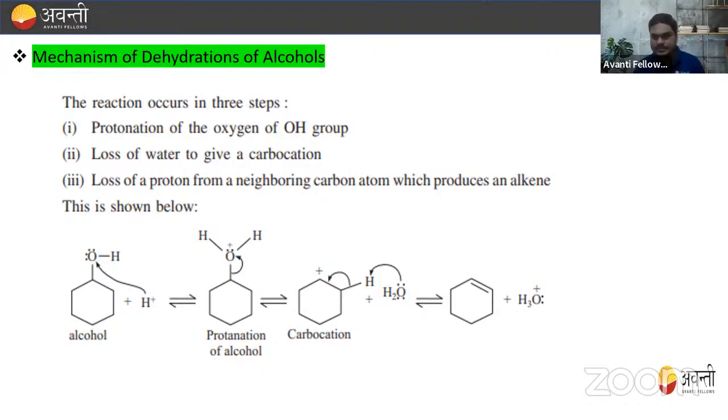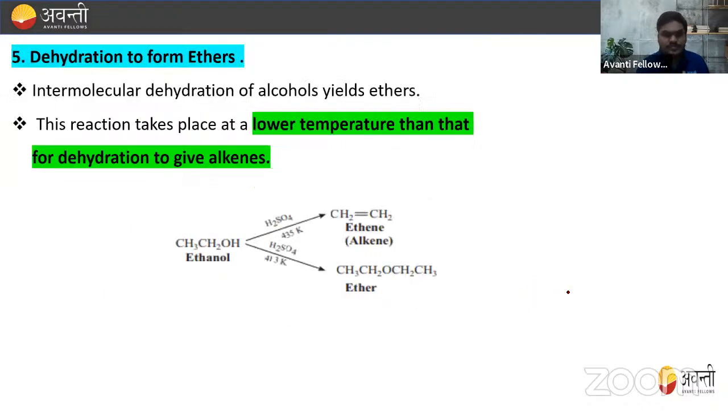Clear? Good. So on a similar basis, dehydration of ether also takes place. Intermolecular dehydration of alcohol gives ether also. This reaction takes place at a lower temperature than the dehydration to alkene.